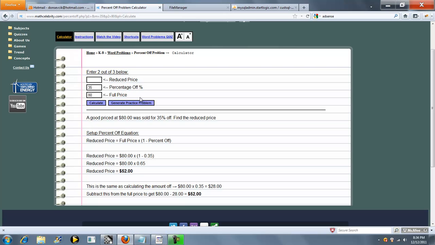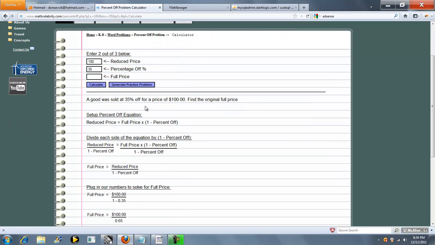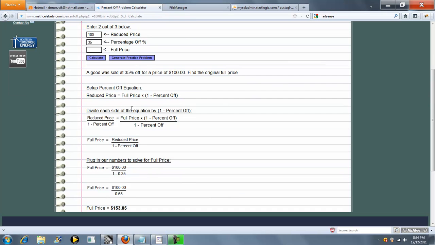One thing to note about this calculator, it solves for any of the three items in the percent off equation. So the shortcuts are for an actual percent off, but if you wanted to start with something like 100 and the percent off was 35, as the instructions say here, you enter 2 out of 3, and whatever you leave blank, we're going to solve for. So you press calculate. So now a good was sold at 35% off for a price of 100. Find the original price. So we set up our relational equation, isolate full price, and we come up with 153.85.